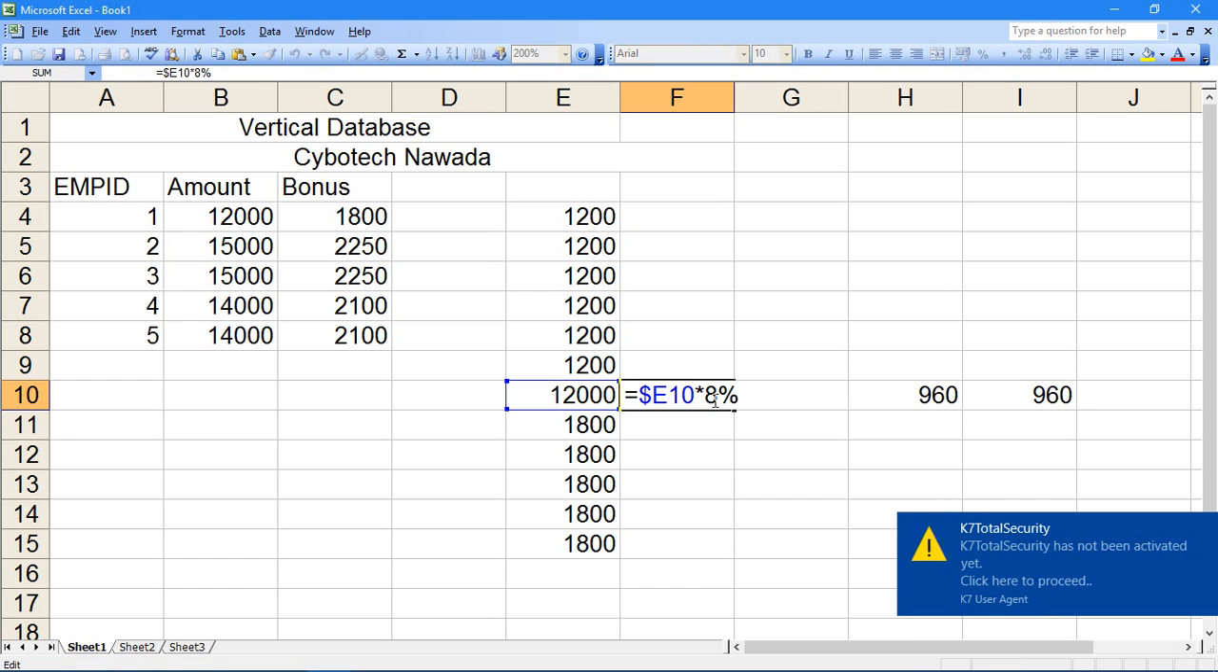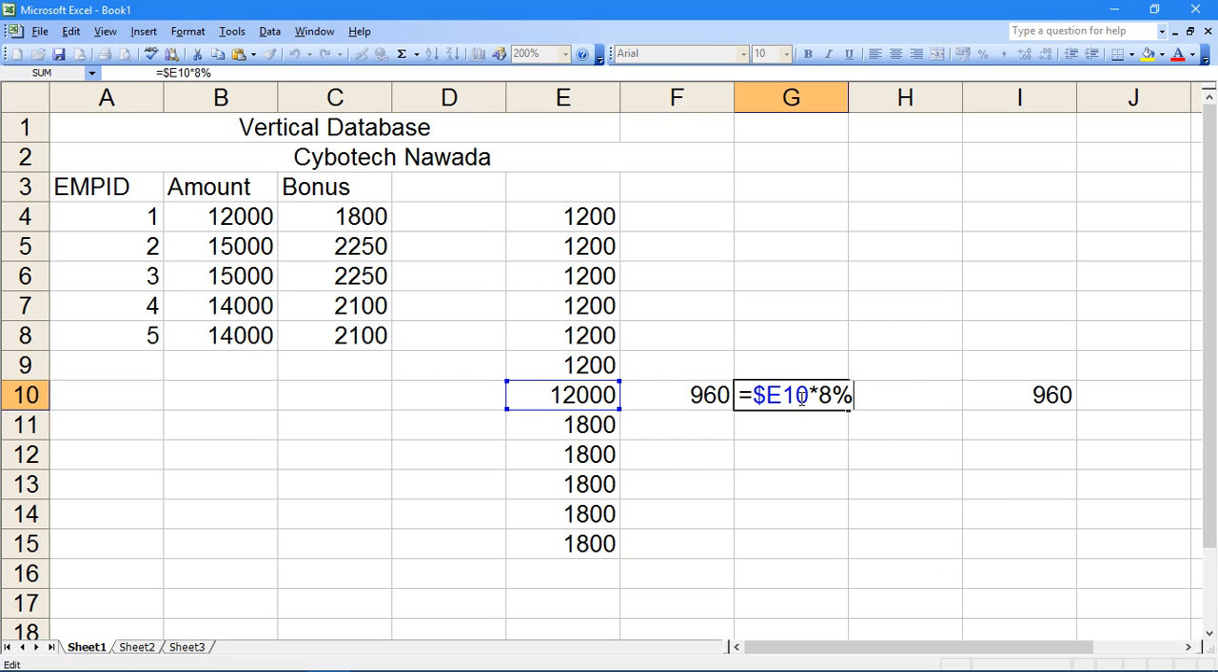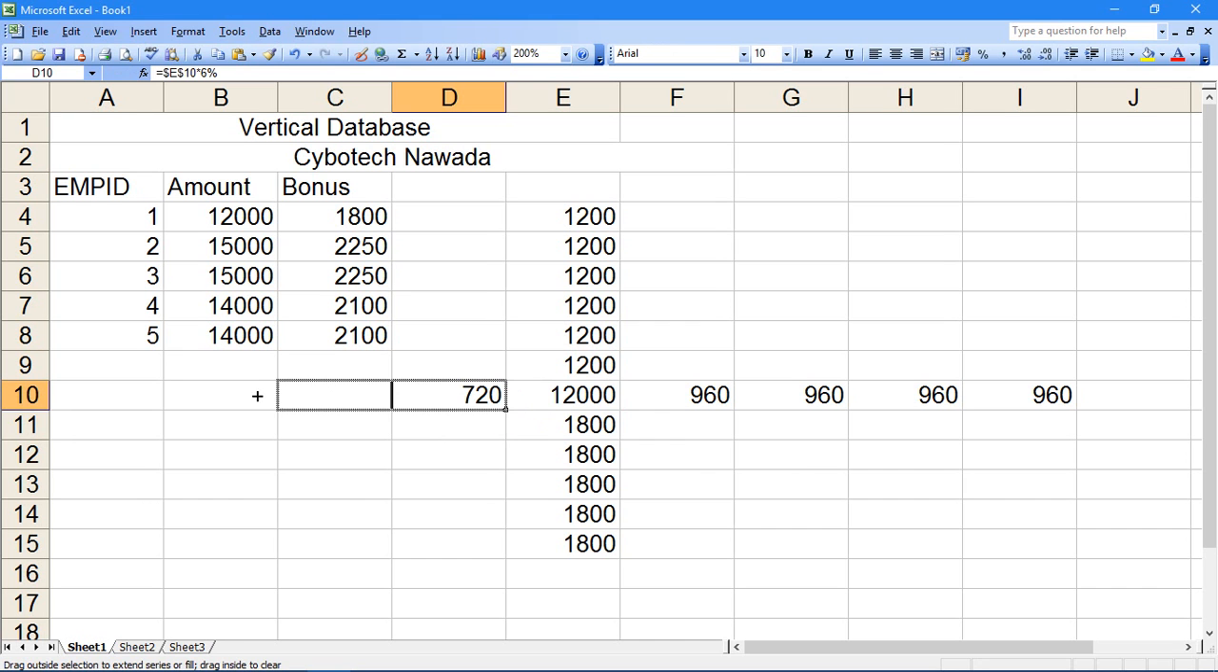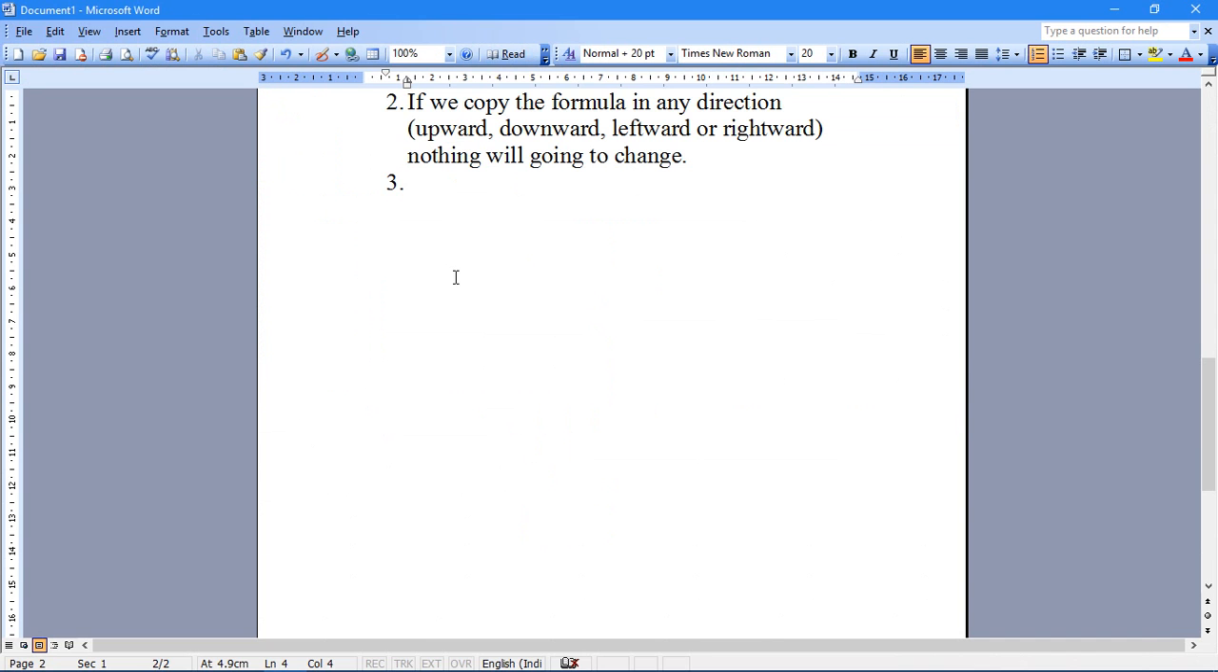Here in the formula the cell address is E10. At this cell in the formula the address is E10. Here it is E10 and so on. Now suppose here I am writing equals $10 into 6%. Now using this fill handle, if we copy it leftwards, what happens? Nothing is changed. That is what I am focusing on.